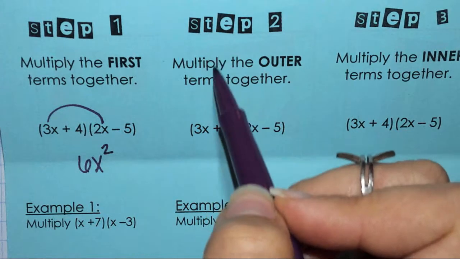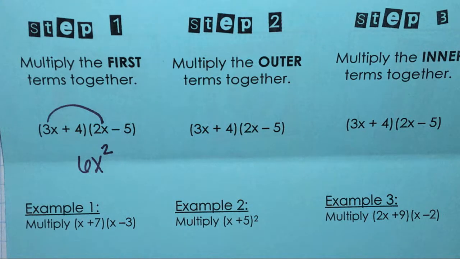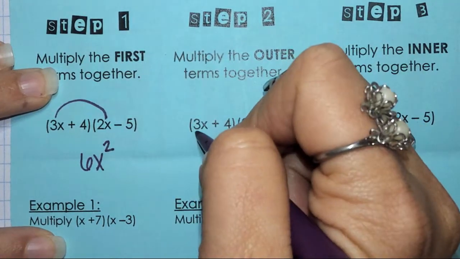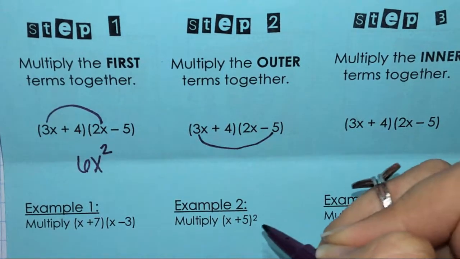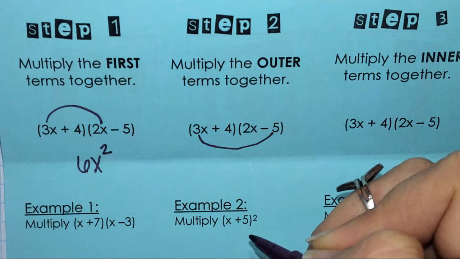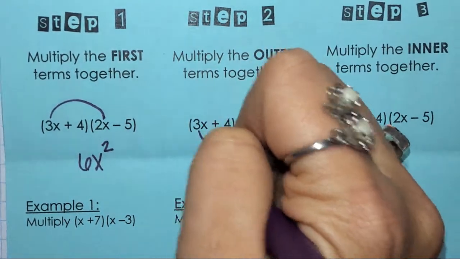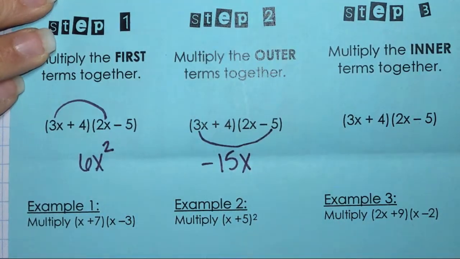Now, step 2, we're multiplying the outer terms together. So it's the two terms that are on the outside edges of the parentheses. What two terms are on the outside edges of the parentheses? 3x and negative 5. The outside edges. Do you see this 3x? Do you see how it's on the outside edge and then this negative 5 is on the outside edge? That gives us negative 15x. Does everybody see how I got that?